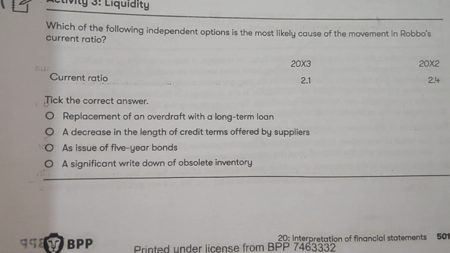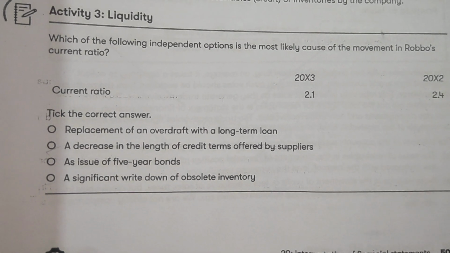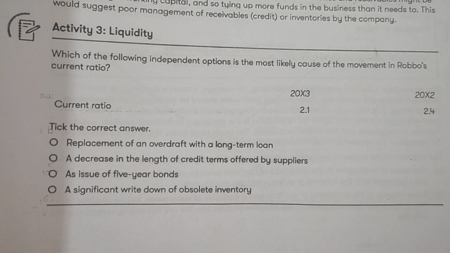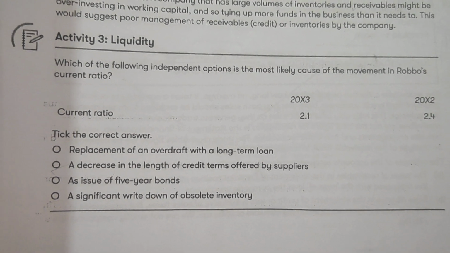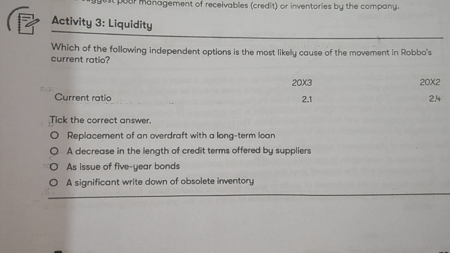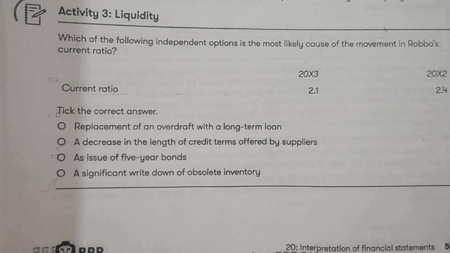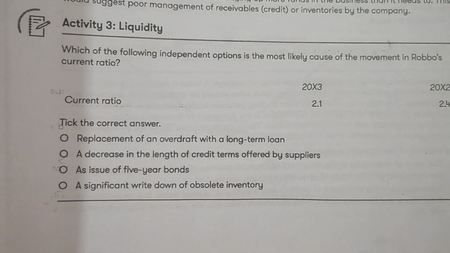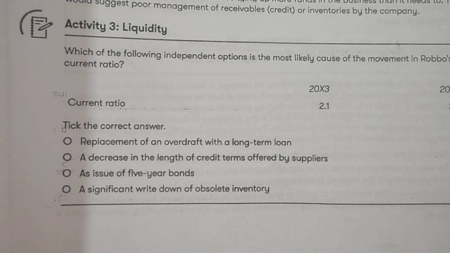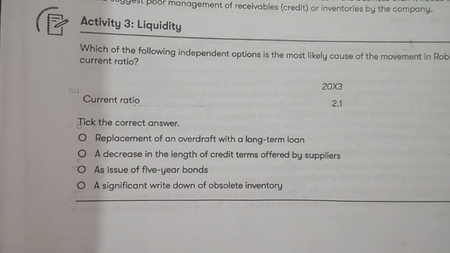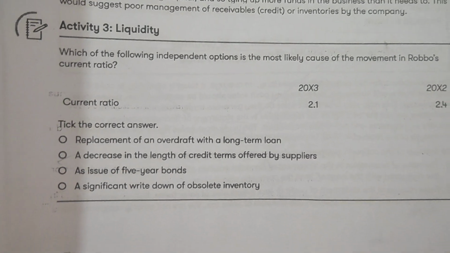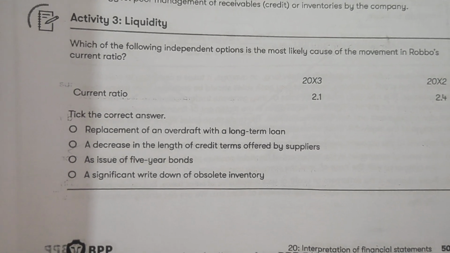A decrease in the length of credit terms offered by the suppliers. Do you think the length of the credit term has anything to do with the current liabilities that we have? No. That's why the second option is also not possible. An issue of 5-year bonds. 5-year bonds are a non-current liability. That's why this option is also not possible.